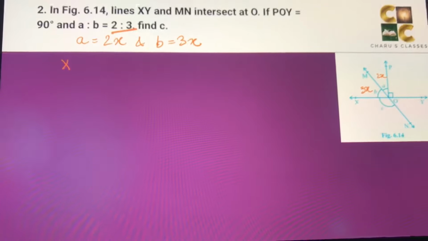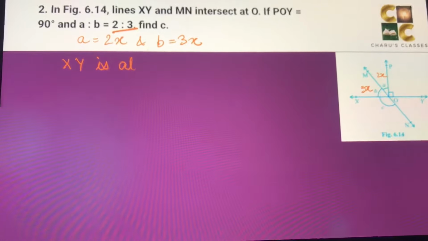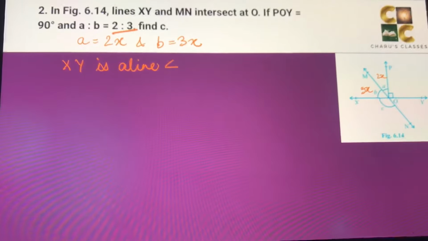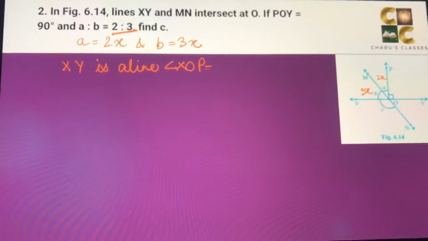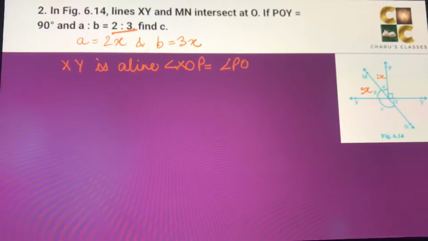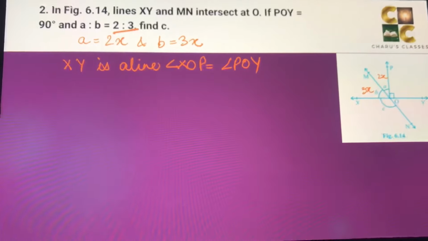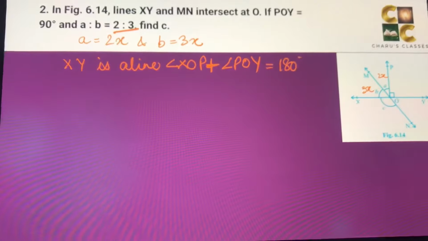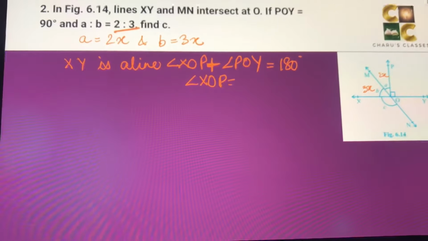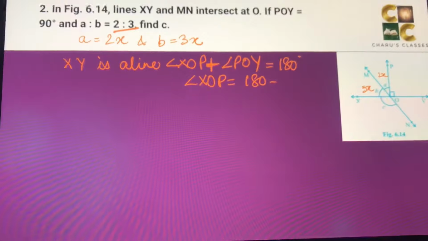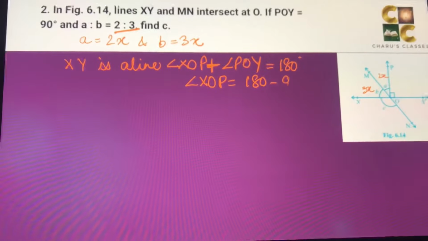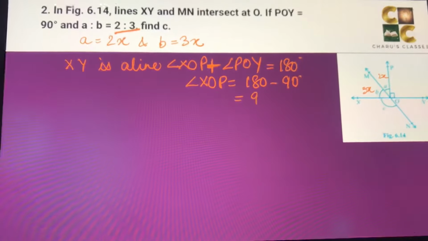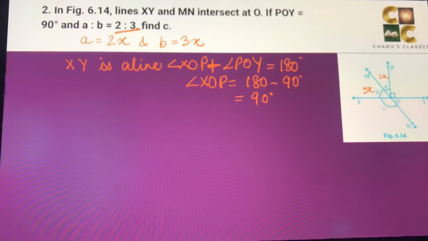Now XY is a line, so we can say angle XOP plus angle POY should be 180 degrees. Why? Because their sum is equal to 180 degrees, and angle XOP can be written as 180 minus angle POY. POY is 90 degrees, so XOP will also come as 90 degrees.